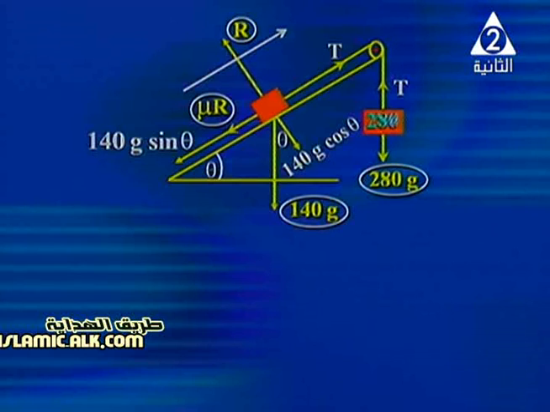Its weight represents perpendicular to the horizontal. We resolve 140 g with two lines, the x-axis and y-axis. The first is vertically downward, 140 g cosine theta. Why? Because the rough plane is inclined with the horizontal plane by theta.